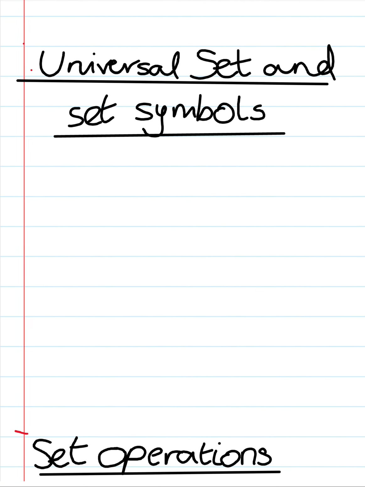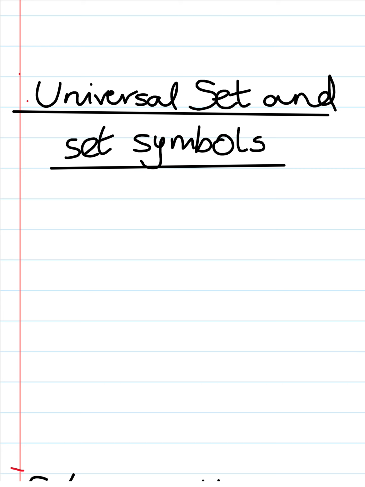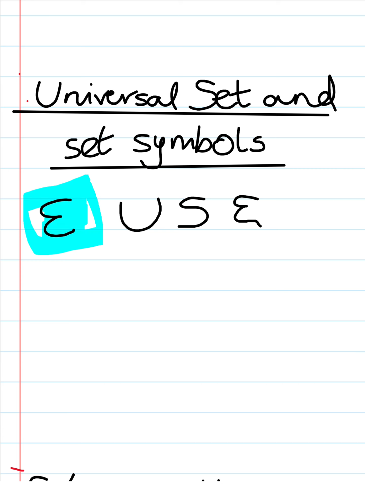Next, the universal set and set symbols. The universal set is a set of all elements we are interested in. We often use this fancy E symbol to represent it, but you can also use a U, an S, or even an epsilon, depending on what is convenient to you. But most commonly, you'll see this E symbol representing the universal set. And I'll use this going forward.